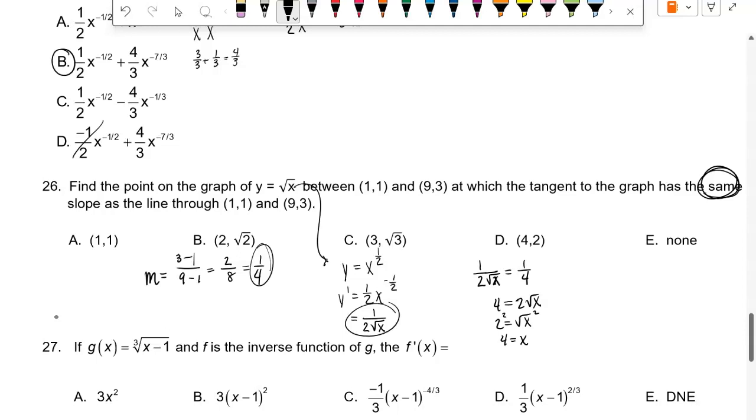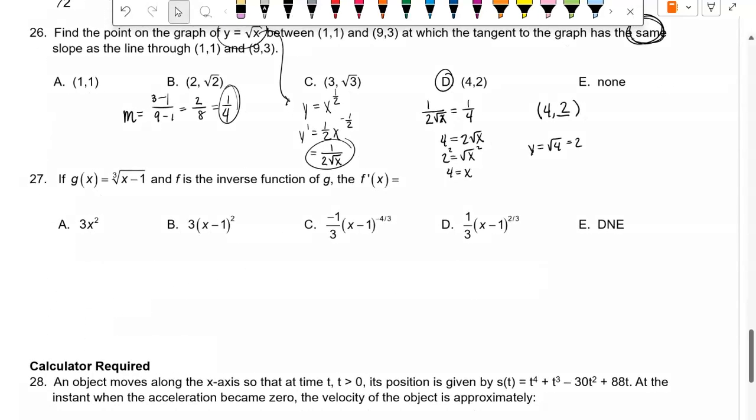So we get that x equals 4. Now to figure out the ordered pair, which should be a dead giveaway with the answer choices, you could take x equals 4 and plug it right back into here. So you get y equals the square root of 4, which equals 2. So you've got 4 comma 2, which lines up perfectly with letter D.